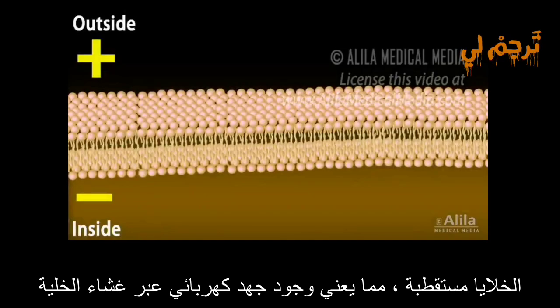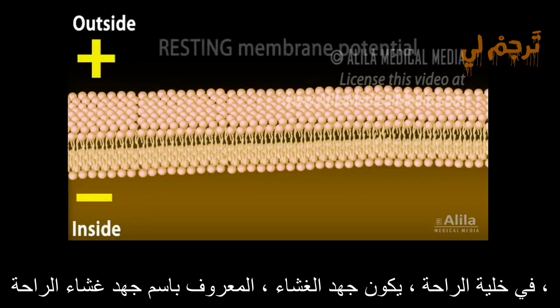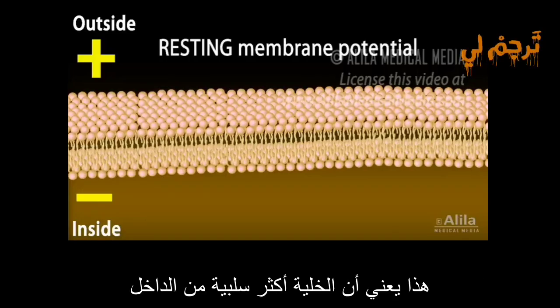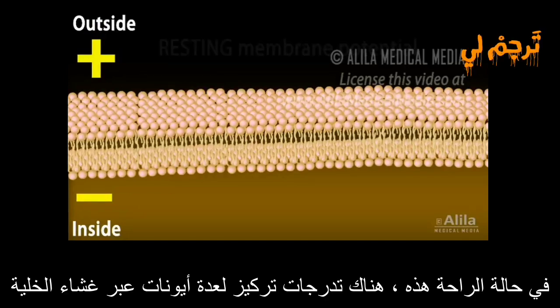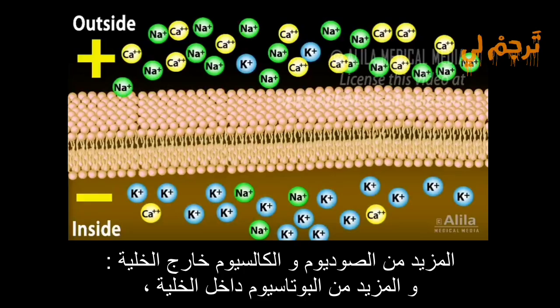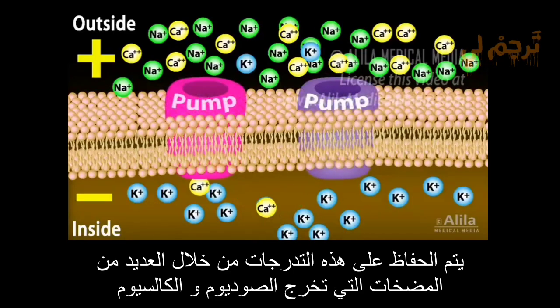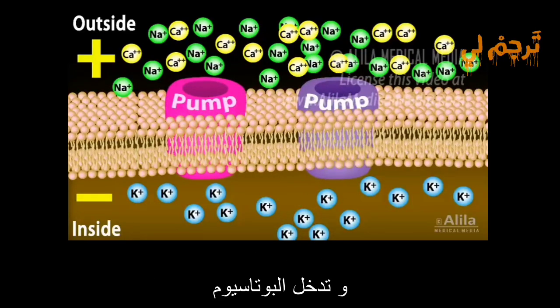Cells are polarized, meaning there is an electrical voltage across the cell membrane. In a resting cell, the membrane voltage, known as the resting membrane potential, is usually negative. This means the cell is more negative on the inside. At this resting state, there are concentration gradients of several ions across the cell membrane. More sodium and calcium outside the cell, and more potassium inside the cell. These gradients are maintained by several pumps that bring sodium and calcium out and potassium in.